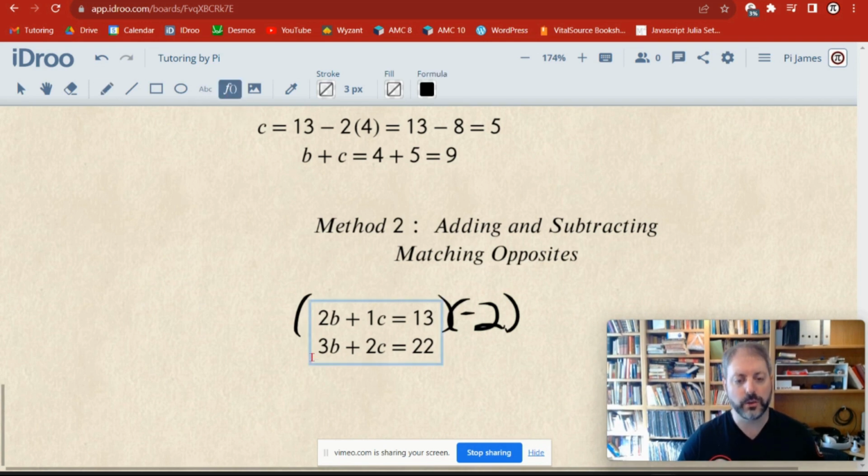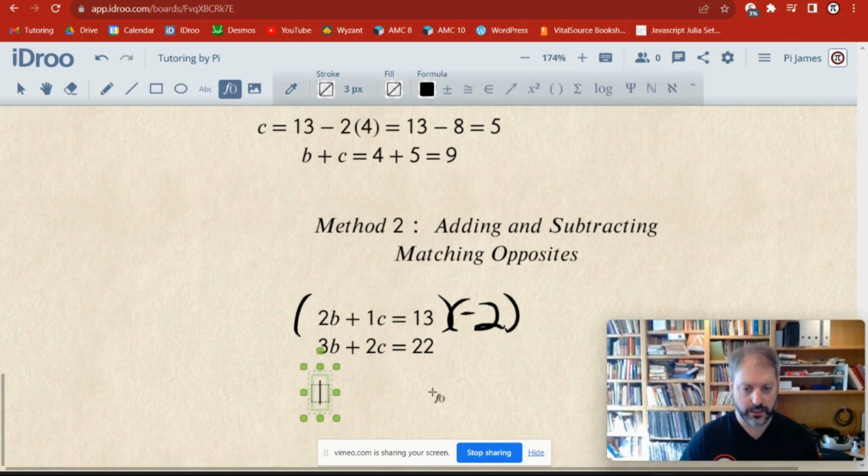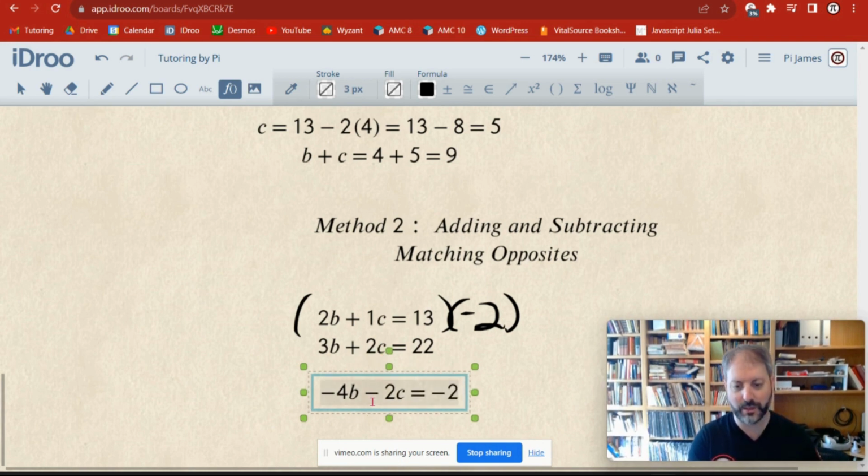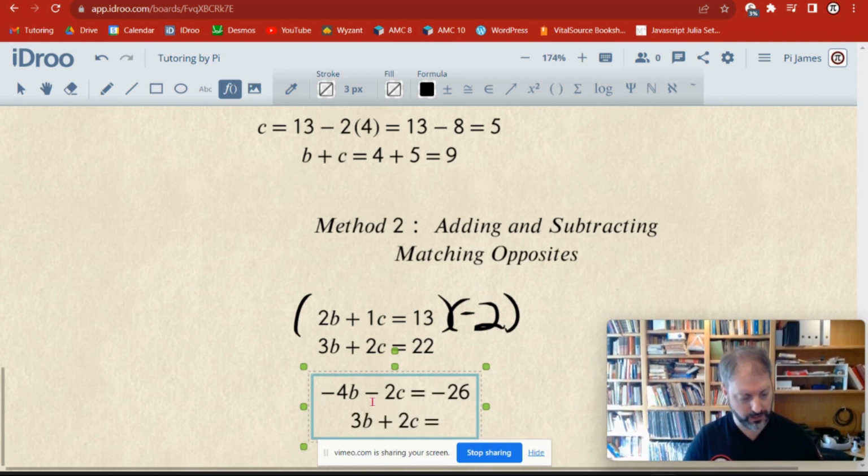What that's going to do is create -2 times 2b is -4b. -2 times 1c is -2c. And -2 times 13 is -26. Make sure you multiply both sides of the equations. Students love to forget one. Now, then there's 3b plus 2c equals 22.